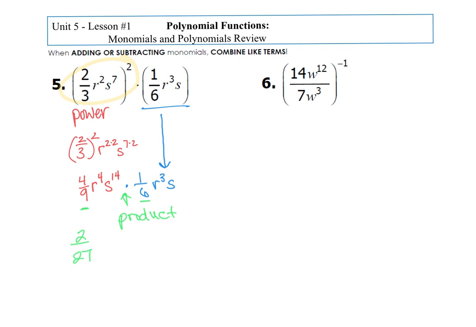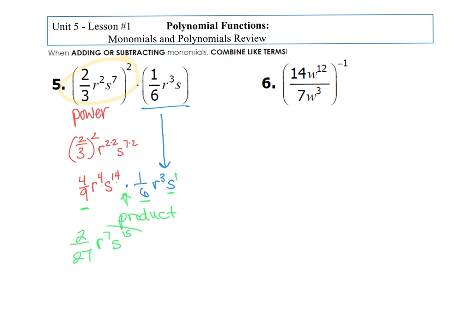And then what are we doing with our variables' exponents? We're adding them. So we're going to do 4 plus 3 to get 7. For s, 14 plus how many? Well, there's an implied 1 there. We can see that there's one s. So that's why it doesn't have to write the exponent of 1, because you can see that it's there. So 14 plus 1 is 15.